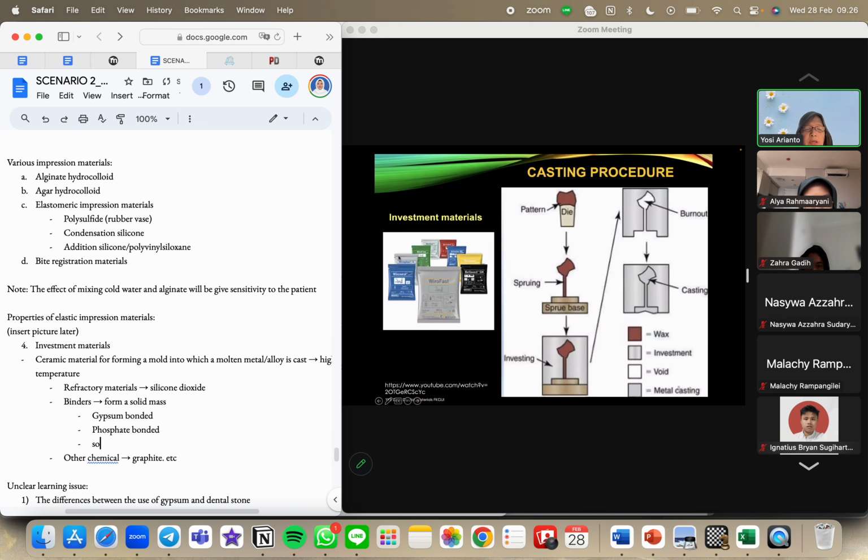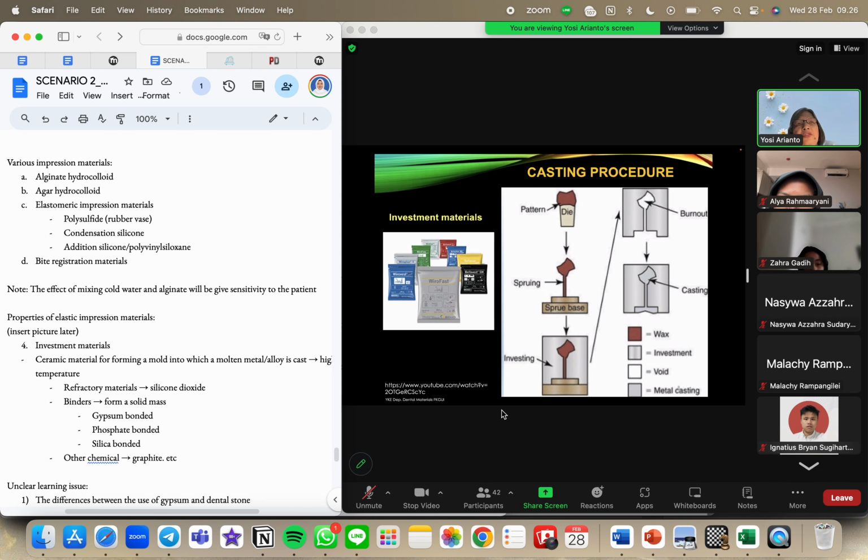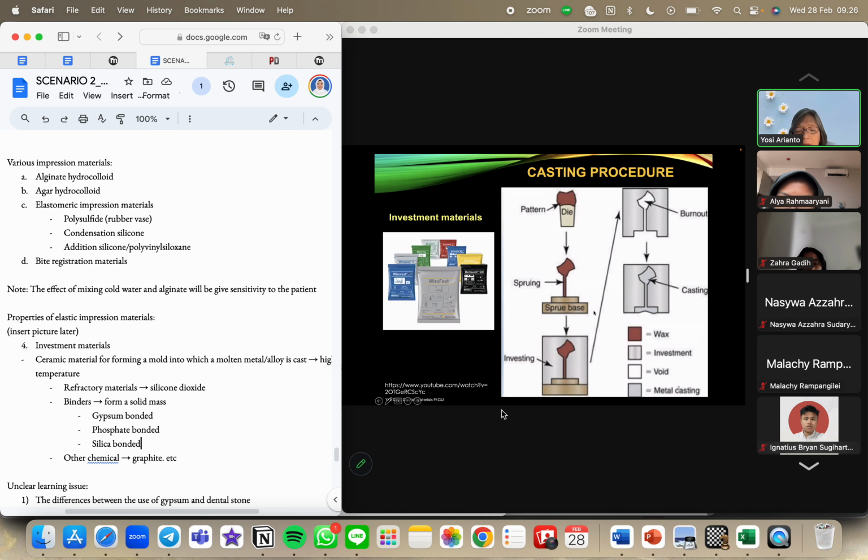This is the investment material. It's like a powder, yeah, like gypsum. It is also usually used as a dental stone of type 5. And we can use investment material for the lost wax technique, to make a casting procedure. Yeah. This is the die.